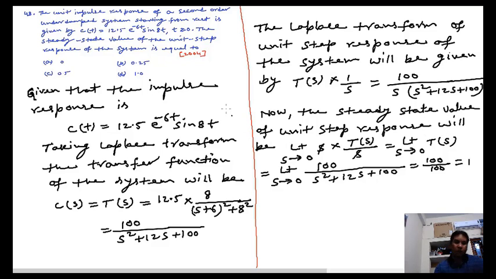Which one of the given options is correct? Option number D is the correct one.